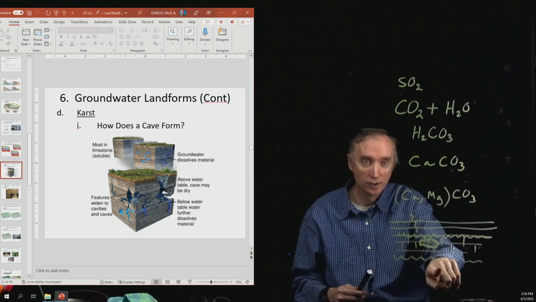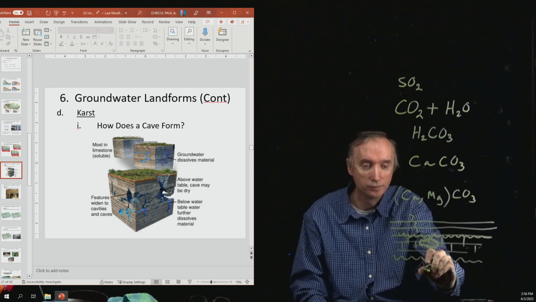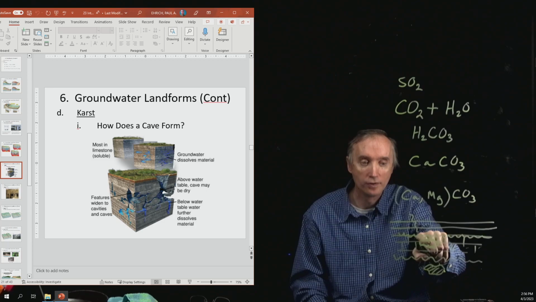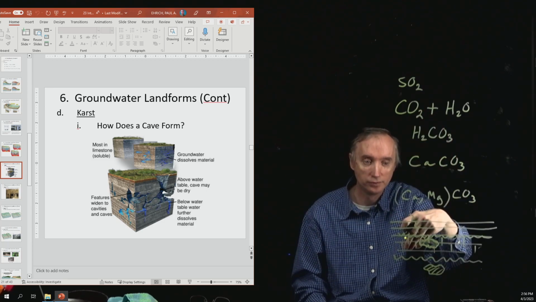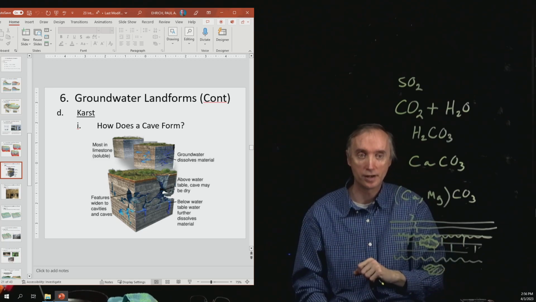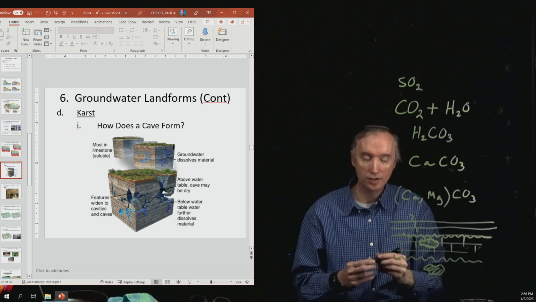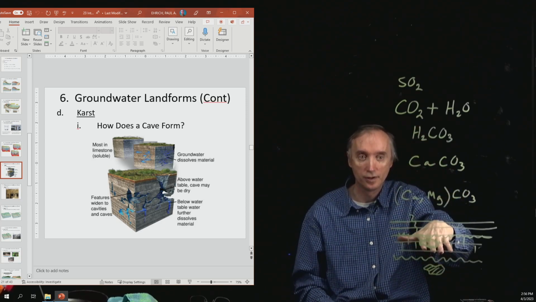Now down here, you could still have more caves. So under this water line, under the water table, you can have another cave beginning to be dissolved down here in this limestone. While this one up here, you're starting to deposit new material. In this cave down here, you're starting to erode material, dissolve material from down here. So eventually what you can end up with is caves on multiple levels.